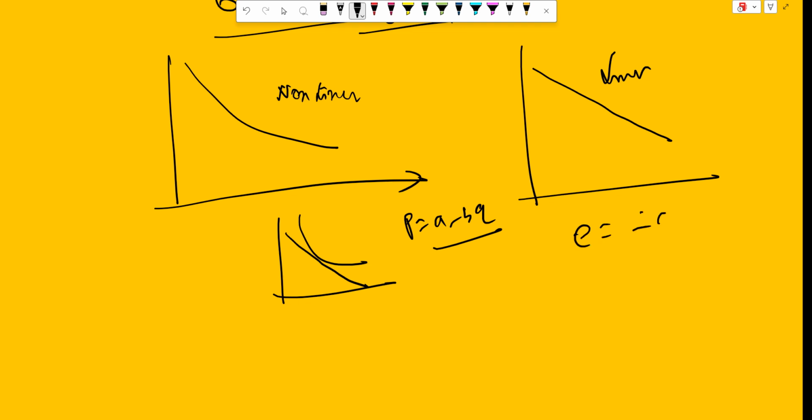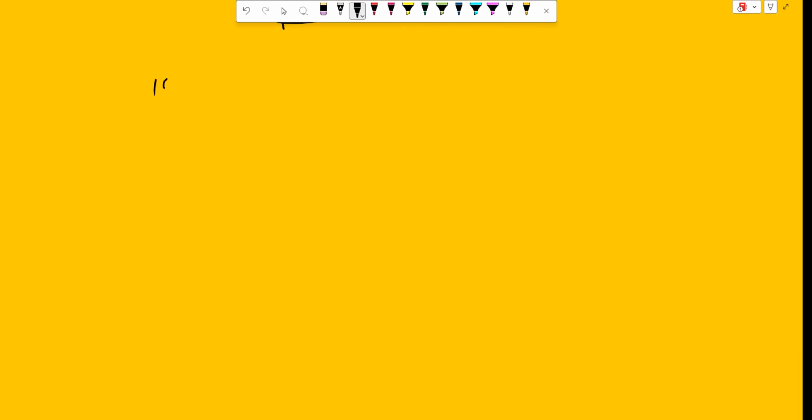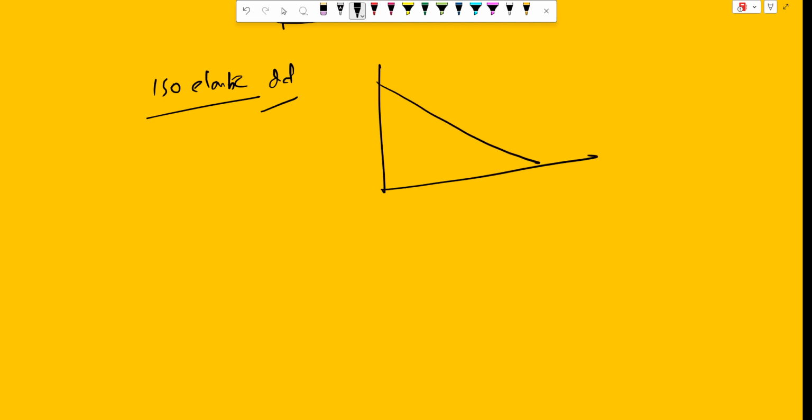E equal to minus dQ by dP into P by Q. You can find it by doing the derivative. There is no problem. Then there is type 2, that is the isoelastic demand curve. So isoelastic demand curve means, for example, a set of demand curves here. Elasticity is the same in these two cases.